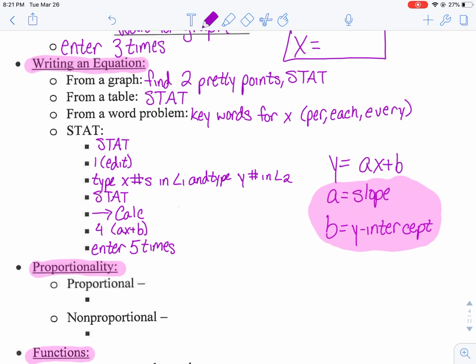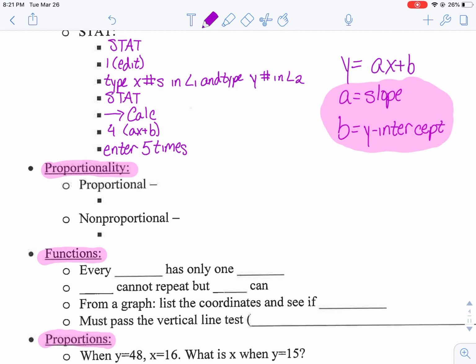Then we talk about graphs being proportional and non-proportional. I'm going to put both of those definitions up on one of the questions, and I want you to match which one is proportional and which one is non-proportional. So proportional lines are straight and they're through the origin.